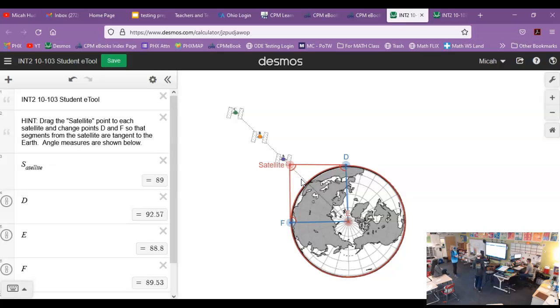Wait, because it's a kite. Right? If these are all 90, and I think you guys determined it's a kite, but if a kite has all 90 degree angles, is it a square or is it a rectangle? Yes, it's a square. Because a rectangle is not a kite.